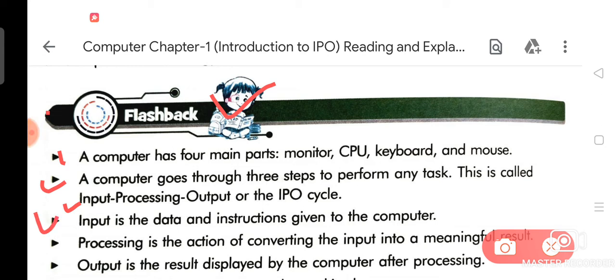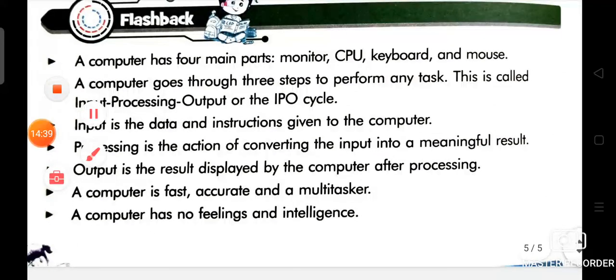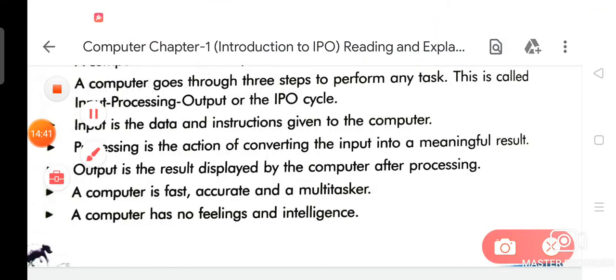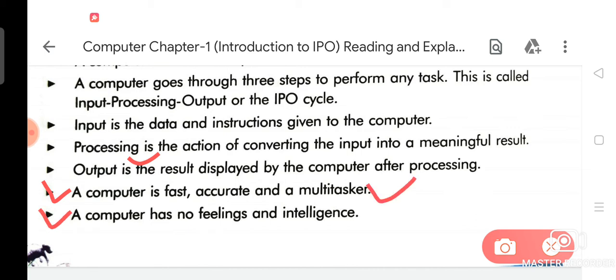Number three, input is the data and instructions given to the computer. Processing is the action of converting the input into a meaningful result. Your next point is output is the result displayed by the computer after processing. Your next point is a computer is fast, accurate and a multitasker. Now next, a computer has no feelings and no intelligence.